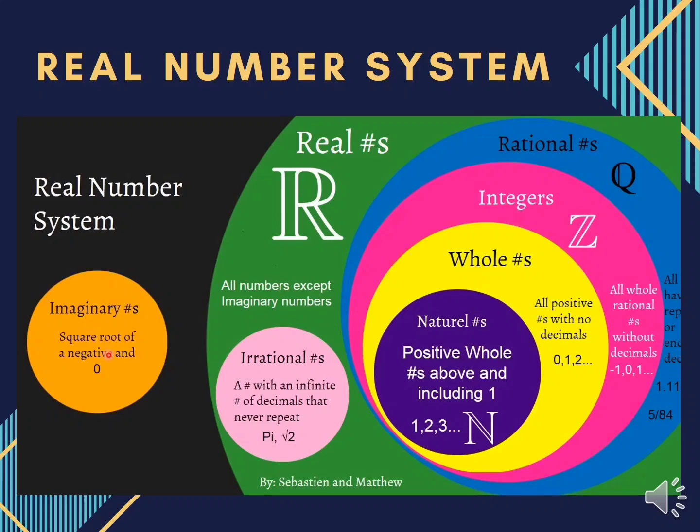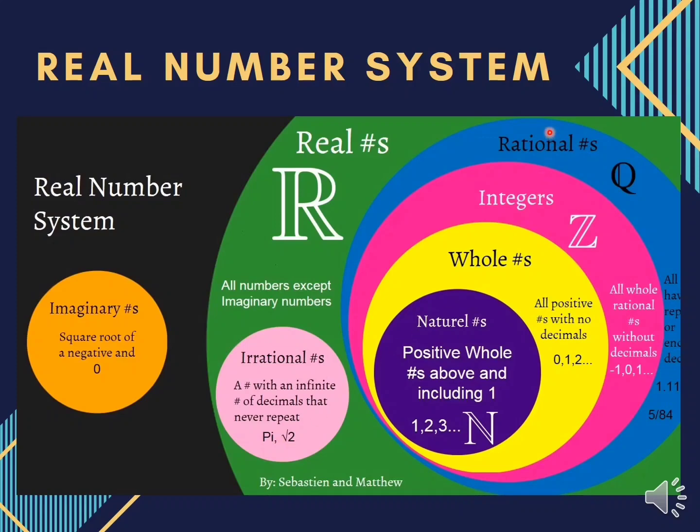So what is an imaginary number? These are imaginary numbers, or the square root of a negative number, and the rest are all real. Real numbers include irrational numbers and rational numbers. Irrational numbers are numbers with an infinite number of decimals that never repeat, just like pi, which is 3.14159 and so on. These numbers never repeat. Also the square root of 2.